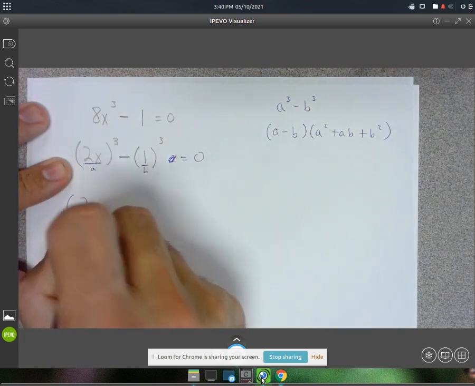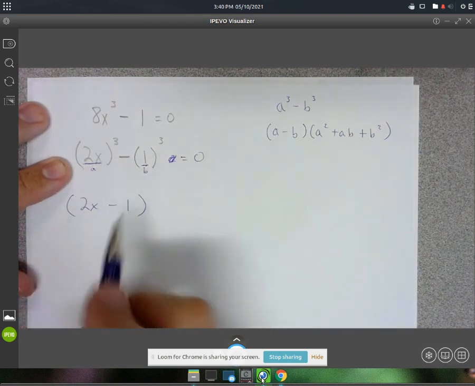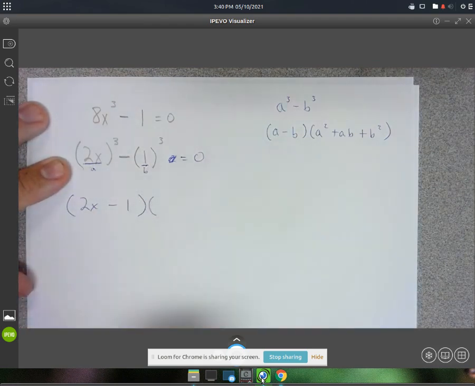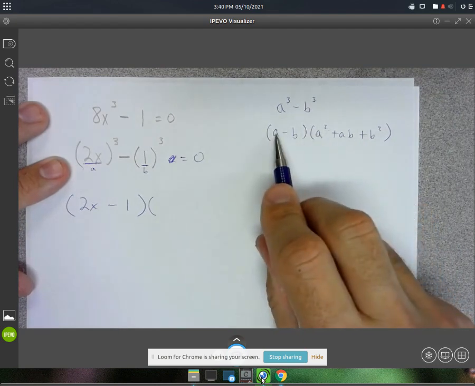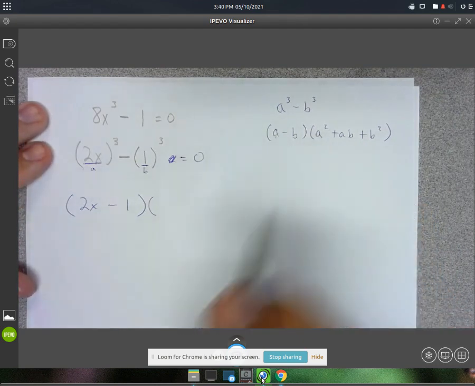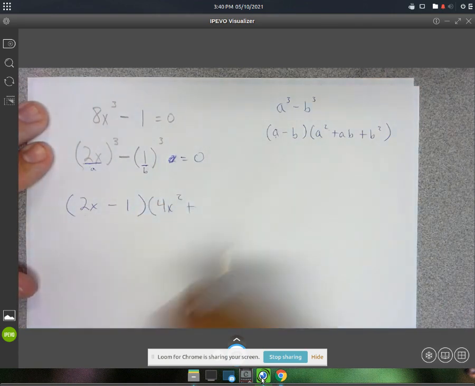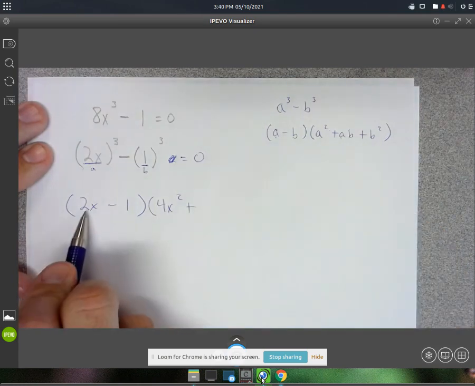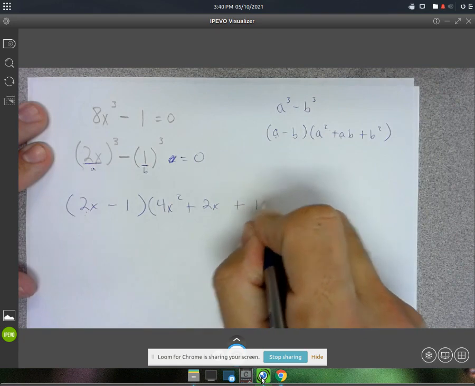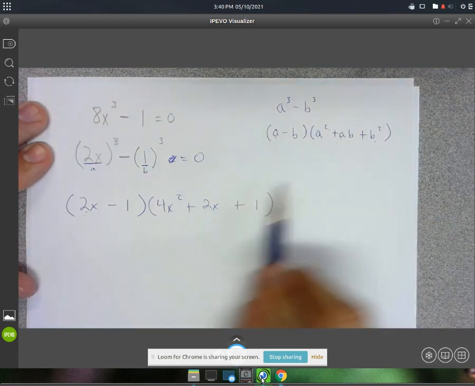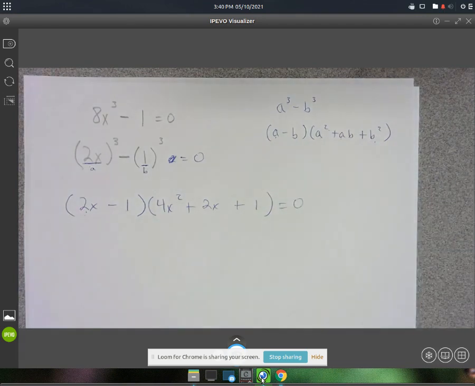So it's going to be 2x minus 1. Okay, so I'm just taking what's there without the third power. And then in parentheses next, it's going to be a squared, which is going to be this number times itself. So 2x times 2x, that's 4x squared, plus, and then it's a times b, 2x times 1, it's 2x. And then the last one is b squared, which is just 1 times 1. All right, all of this is still equal to 0.